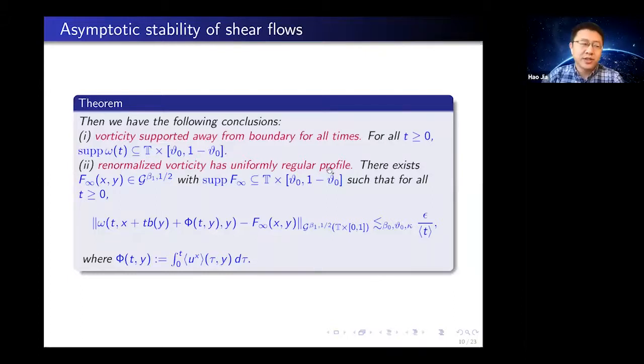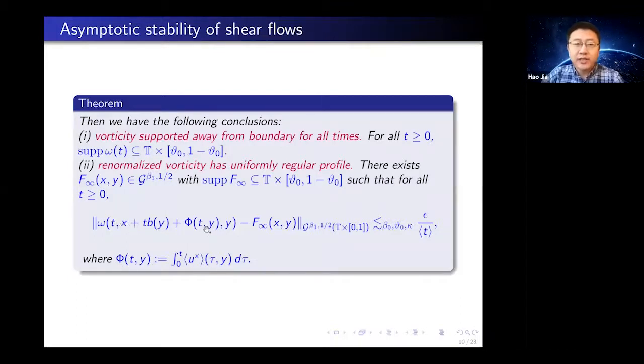We know that the 2D Euler is a transport equation. So in general, the vorticity, especially in this case, which can be shown rigorously, will become rougher and rougher because it's transported around, it's mixed around. But in this case, it is possible to make a change of coordinates. So instead of looking at omega in t, x coordinates, you look at it in these coordinates: x plus t b(y) plus phi(t, y). So phi is given explicitly in terms of the flow.